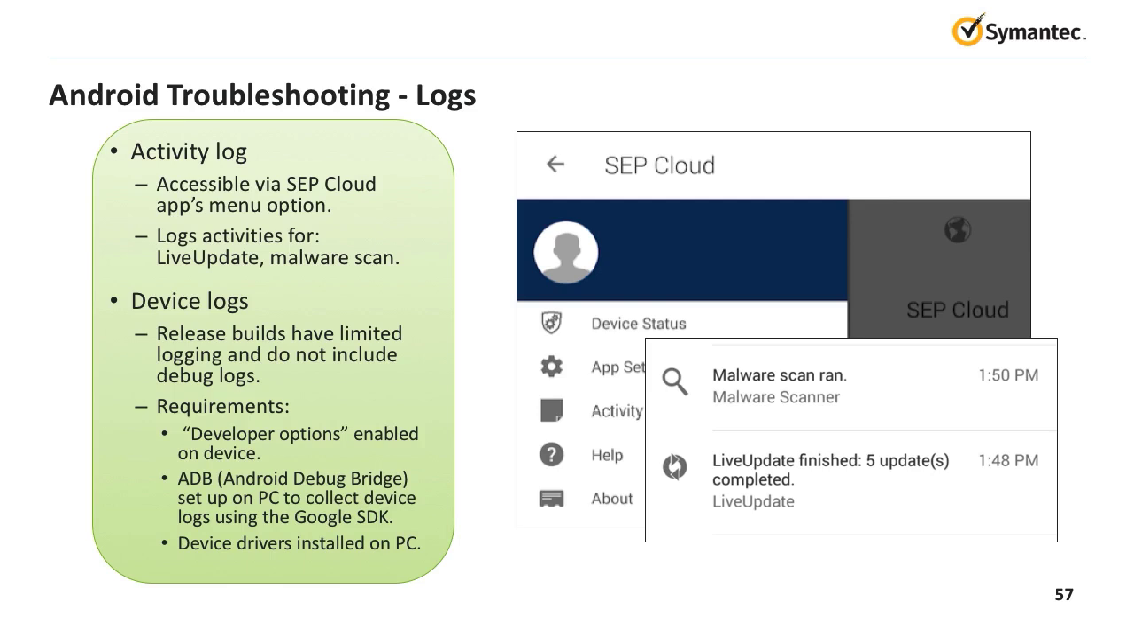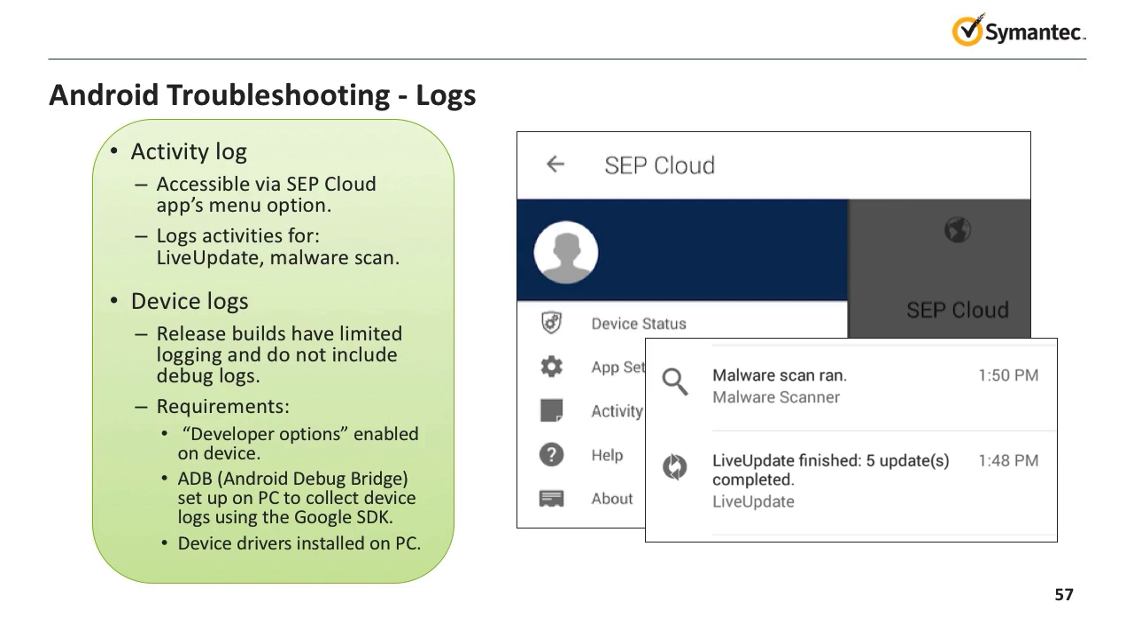The SEPcloud app itself contains some limited activity logs. These will mostly be useful when verifying application and policy configuration setting functionality. Logs are accessible via the app's menu option and log activities for live update and malware scan functionality. Device-level logs, including debug logging, are limited and require that additional tools be used in their collection.